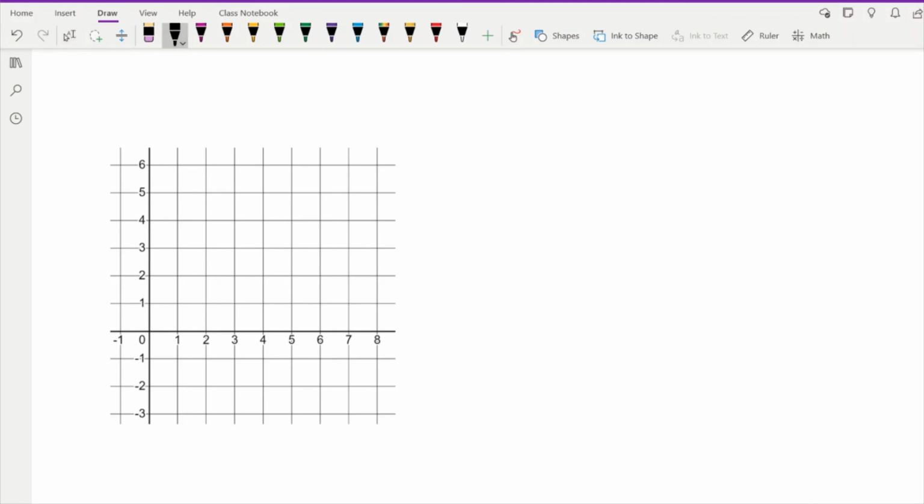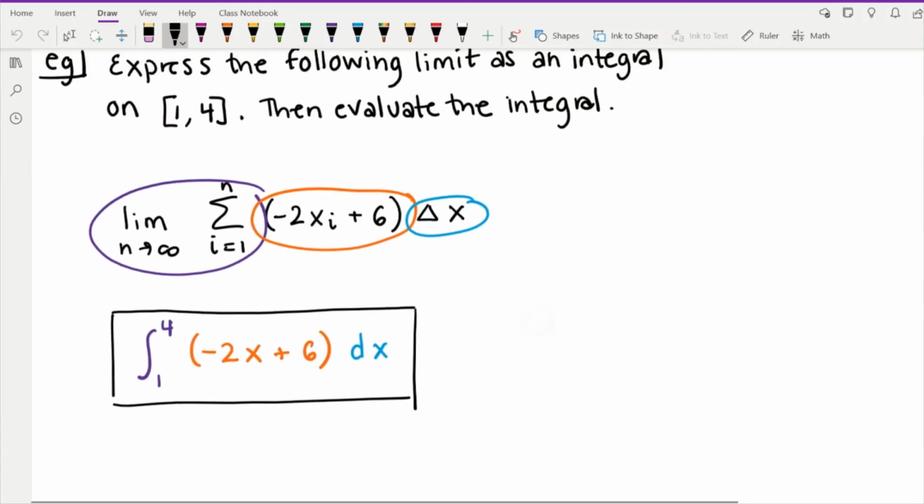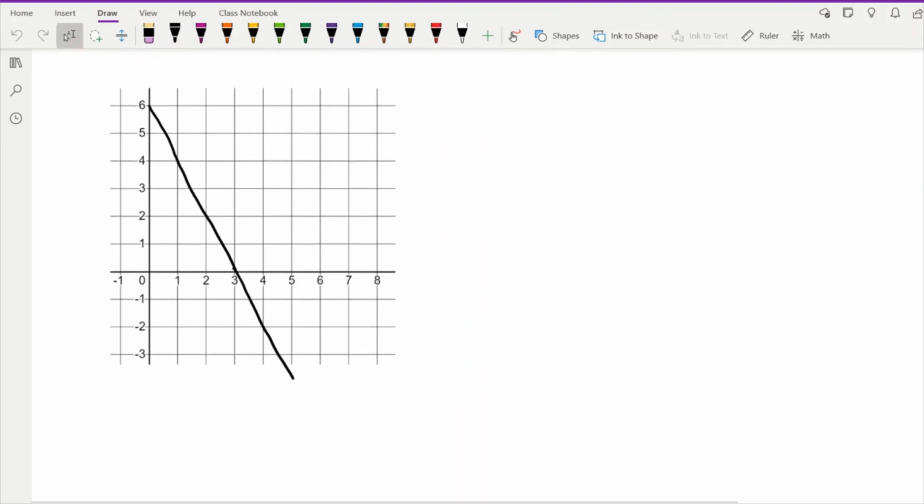Okay, so let's start by graphing negative 2x plus 6. That's going to be a linear function, right, with a y-intercept of 6. So something like this. So that is our function. And then we're supposed to be going from 1 to 4, right? And so I'm going to just mark off where our 1 and our 4 are. So there's 1 and there's 4.